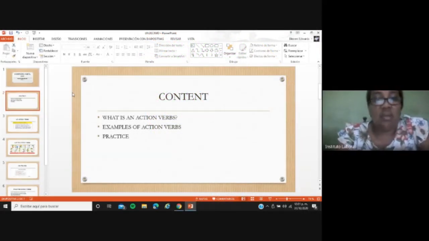Today we have action verbs. What is an action verb? We're going to see examples of an action verb and we're going to have a small practice.